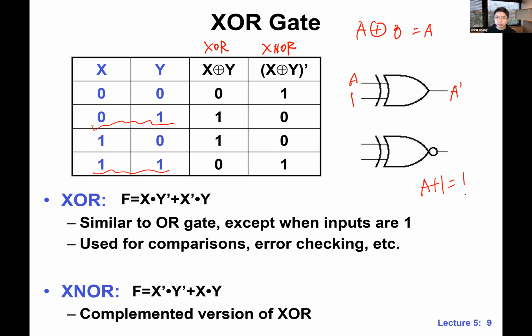The null element, we have something called a null element, right? Identity, null element, think about the Boolean algebra theorems. So the null element for OR is 1, right? The null element for AND is 0, right? So is there a null element for XOR?